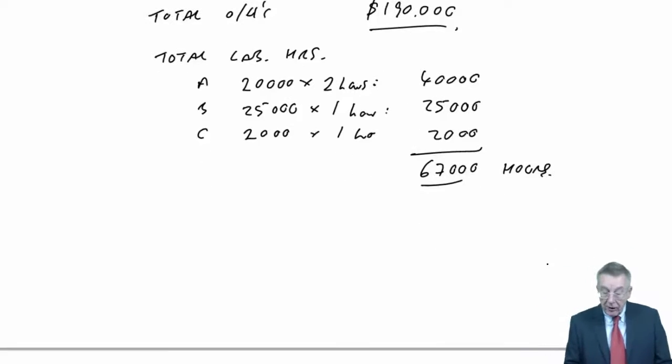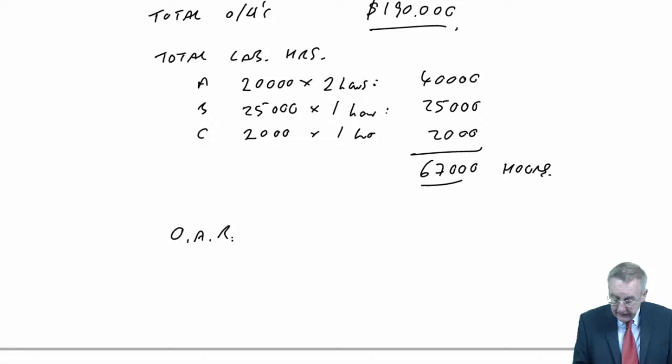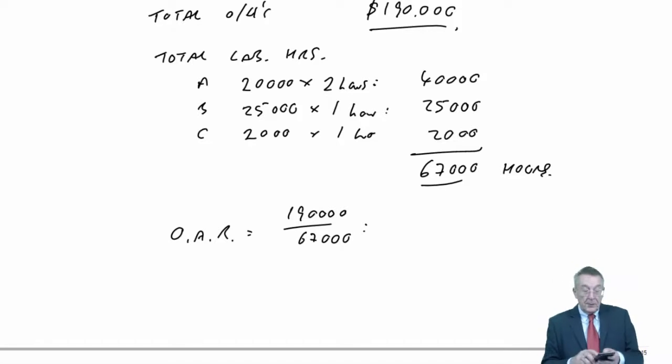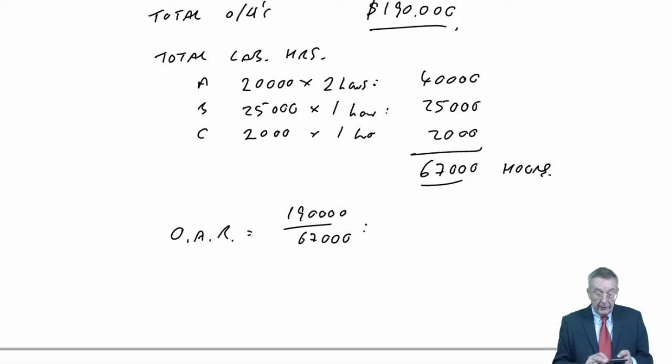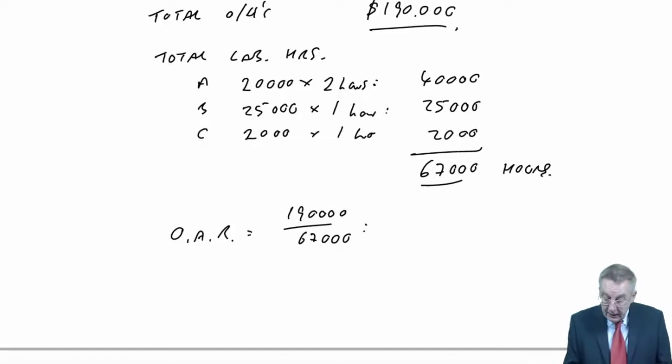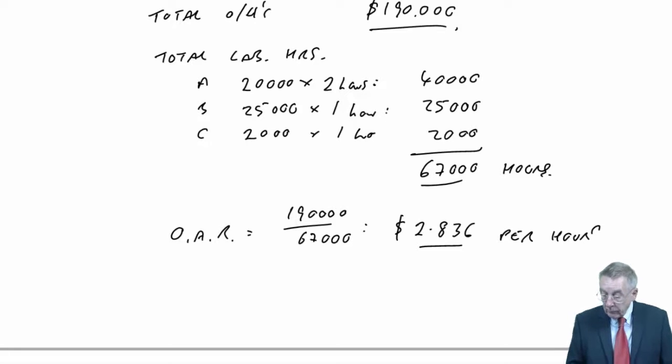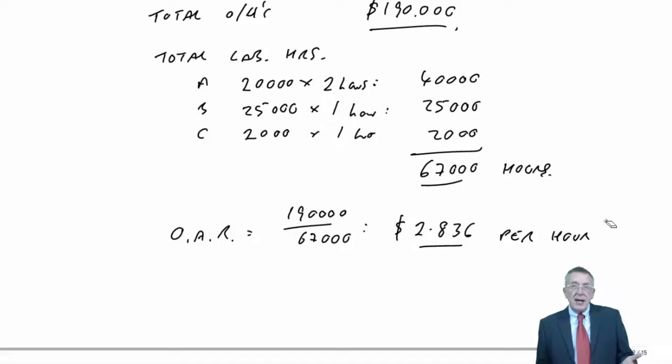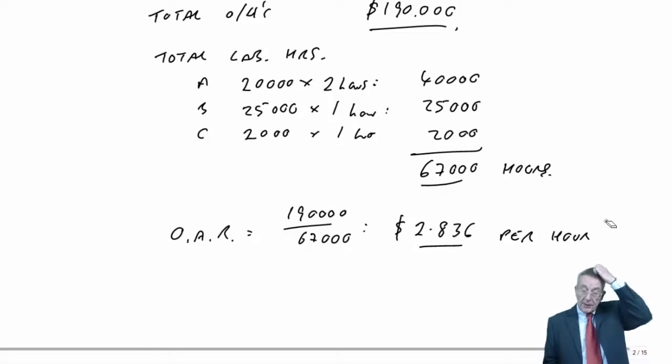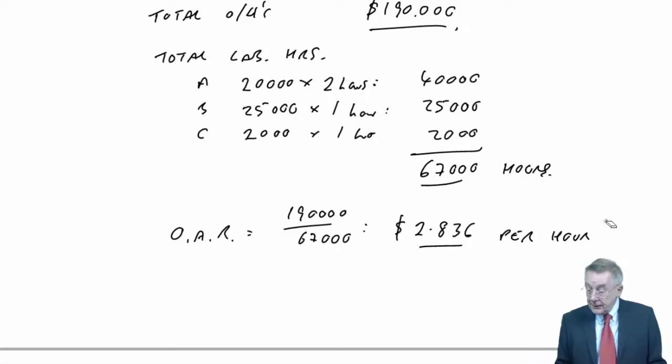And so the overhead absorption rate, 190,000 in total, spread over 67,000 hours. It gives us a cost per hour absorption rate of 2.836 per hour. I've done it to 3 places there, but when I in a second go back to the cost card, I'll do things to the nearest cent. That's what normally would be the case.